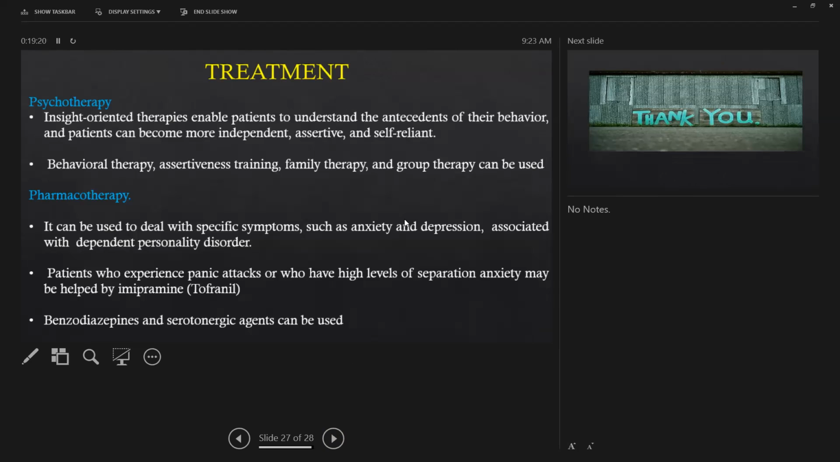Pharmacotherapy can be used to deal with specific symptoms such as the anxiety and depression associated with this personality disorder. Patients who experience panic or who have a high level of separation anxiety may be helped by imipramine. Benzodiazepines and serotonin agents can be used.